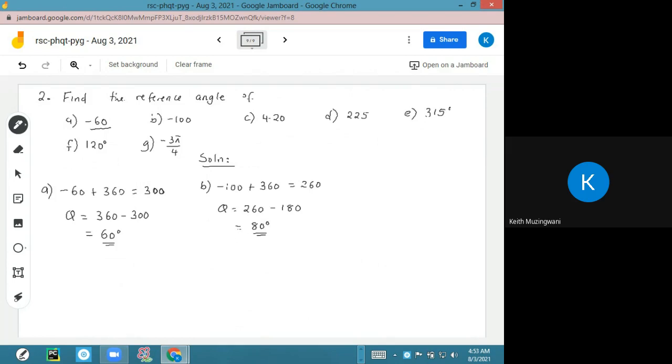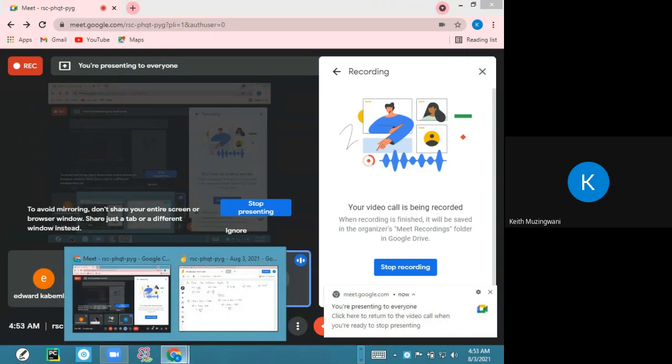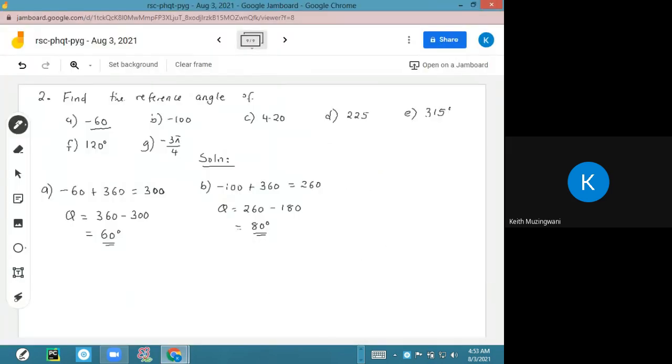So now we have seen that when it is a negative, we don't just throw the negative and make it positive and call it the reference angle. No, we need to calculate. The reference angle of a negative will come from its coterminal angle. Another question, yes? Sir, hello, would I be wrong to say, okay, it's fine. All right.